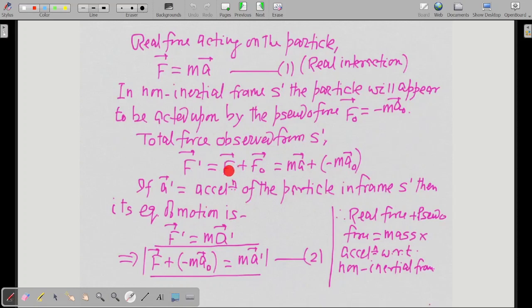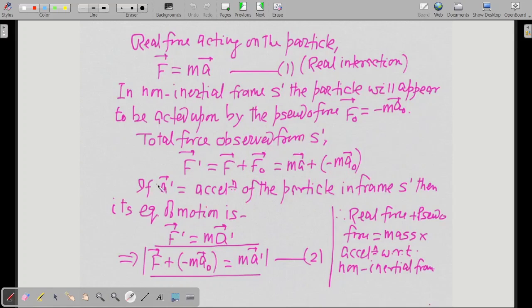So you have to actually add real force, that is force with respect to inertial frame, and you have to add pseudo force also in it. Then you get the force with respect to non-inertial frame. So F prime is the force with respect to non-inertial frame, and ma vector plus minus ma naught vector is the force observed from S prime frame.